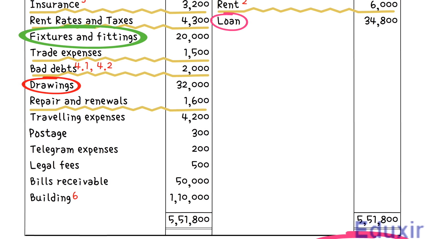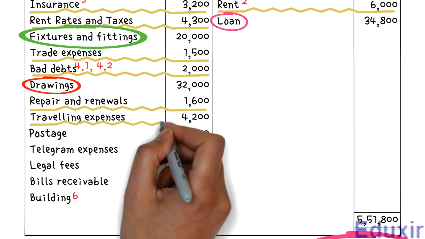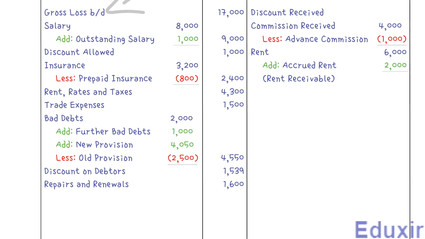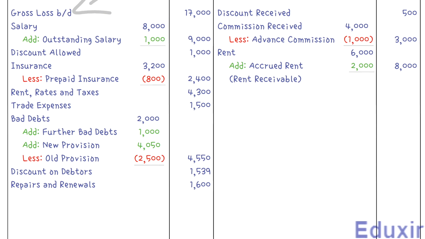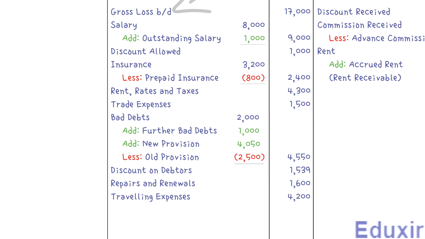Let us now consider the next balance. The next balance is related to the travelling expenses, which are amounting to 4,200 rupees. Let us now post this balance into the profit and loss account. Let us first write travelling expenses into the expenses column on the debit side of the profit and loss account. Let us then write the corresponding expenses balance of 4,200 rupees into the amount column. With that, we have completed the posting of the travelling expenses related balance into the profit and loss account.